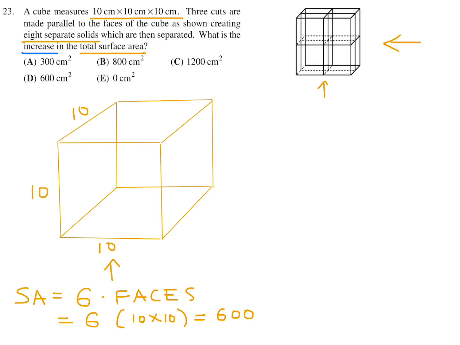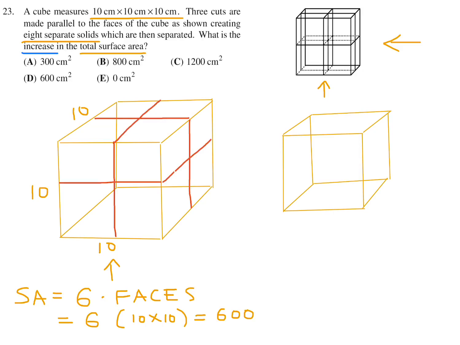Now let's turn our attention to this one. What did they do in this question? Well, they cut it like that. They've cut it all the way down, and they've cut it across like that. And when you do that, you make 8 different solids. And they've shown that in this diagram. And it's a helpful diagram. 8 separate pieces. Now each of these separate pieces I will draw out.